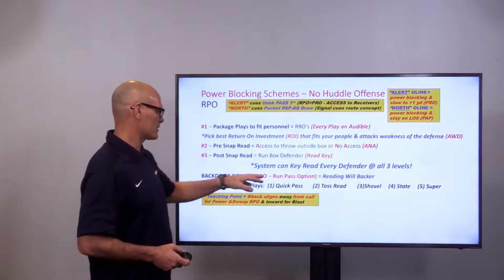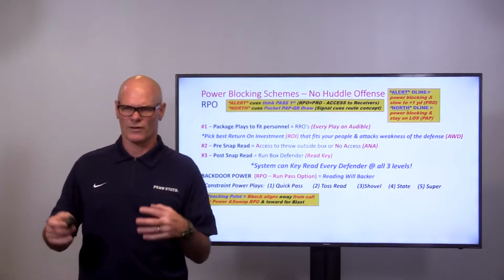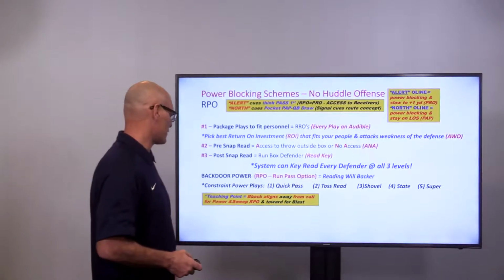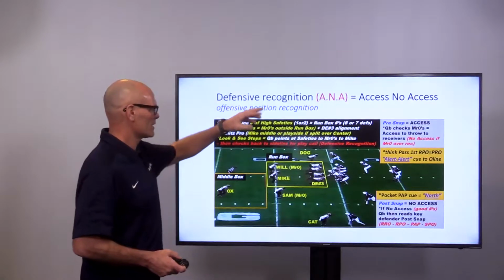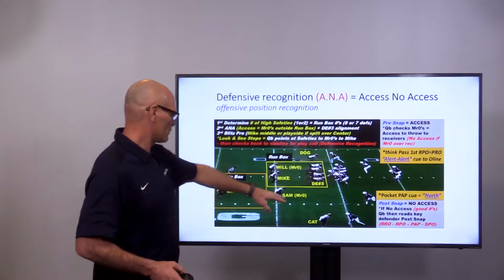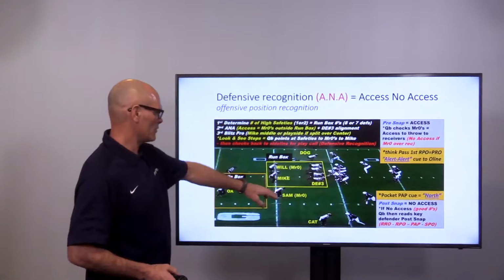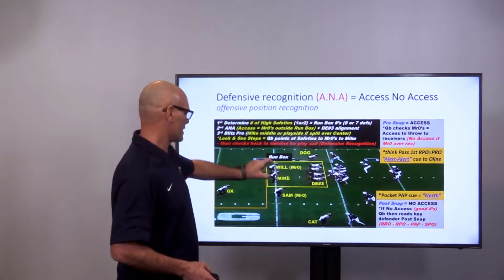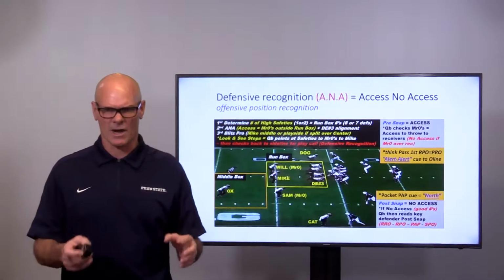The thing we like about this, though, is the backdoor power now starts to read the Will backer, where with our power RPO, we're reading the Sam. So it's a great counter and complement to the defenses. Again, it all starts with our ANA, access, no access. So again, looking at the safeties too high, but then we're looking at those defenders. Are they covered and over the receiver? If so, then we say we have no access. If they're not over the receiver, that means we have access and they're in the run box. So it's a great way to give recognition of your run box defenders.